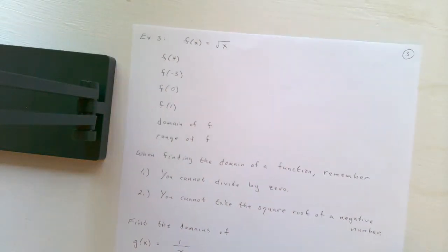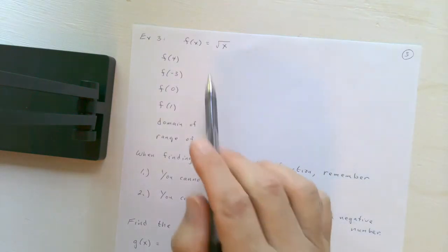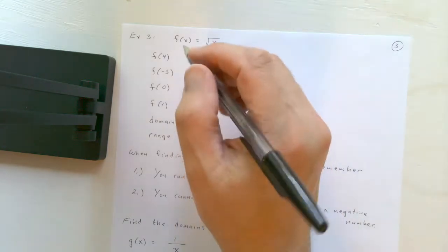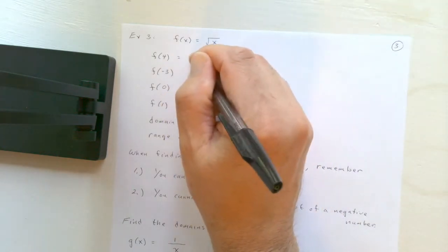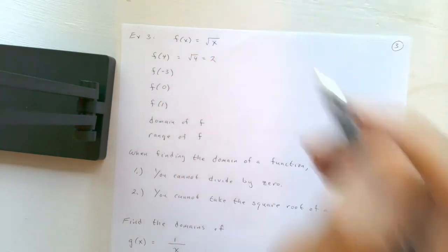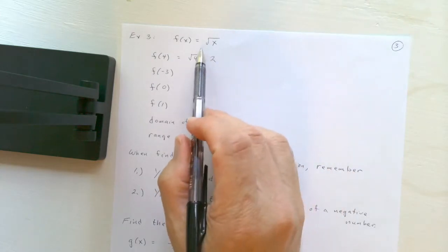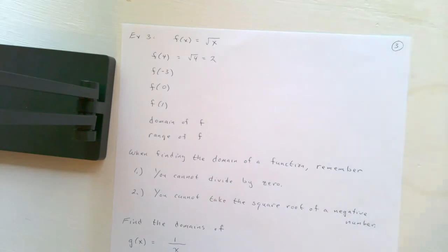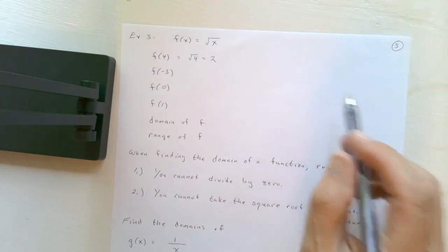So what I would like you to do is do this next example on your own. Pause the video and just compute these values when f of x is the square root of x. Okay, so f of 4, this would be the square root of 4, which we know is 2. And by the way, this is a function, so we're only talking about the positive square root. If we would want the negative square root, we'd write minus square root of x.